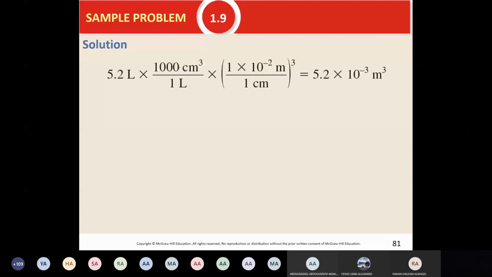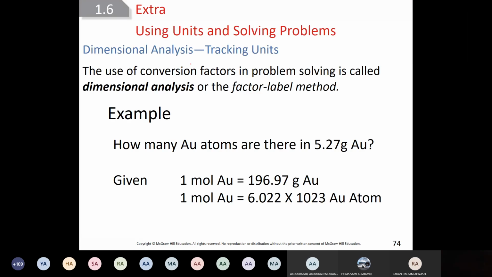Now, let's solve this problem. Look at this number. I'm not going to read the question. Only look at the fractions here: this equality, and this equality. What can you do with the equalities? You can make them fractions. Good. If I have 2.3 gram gold, Au is gold, how many moles is this?